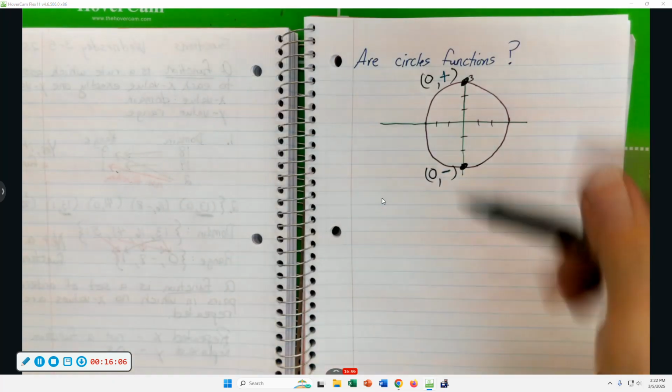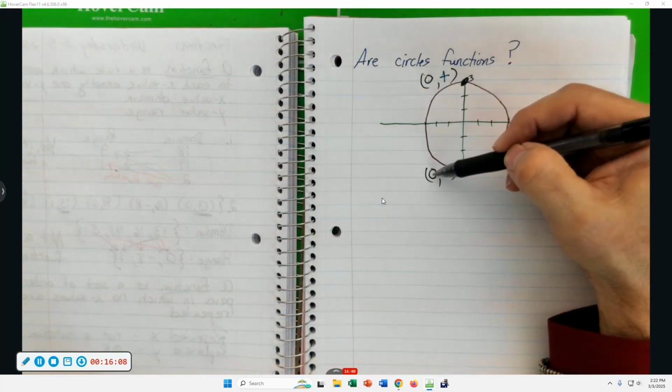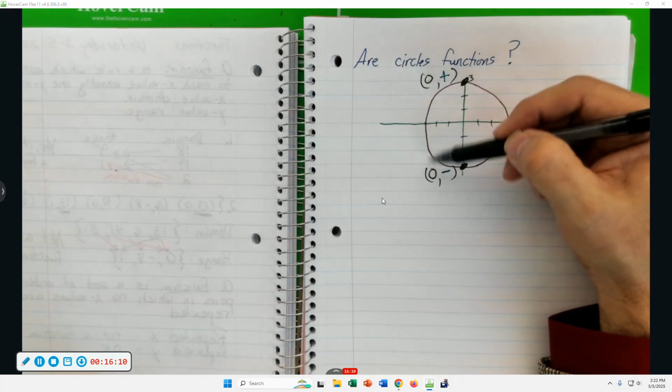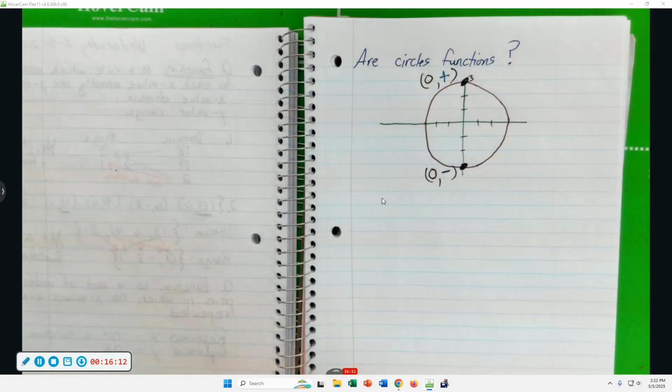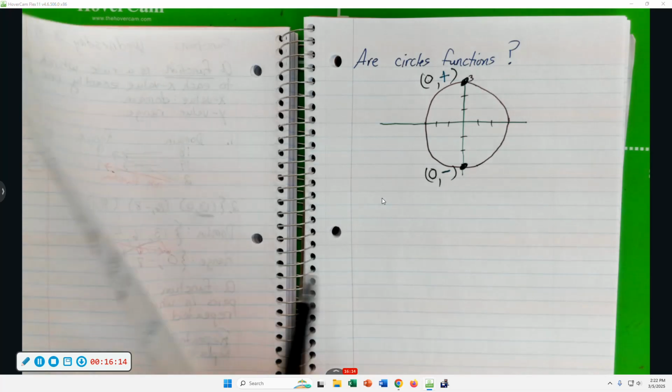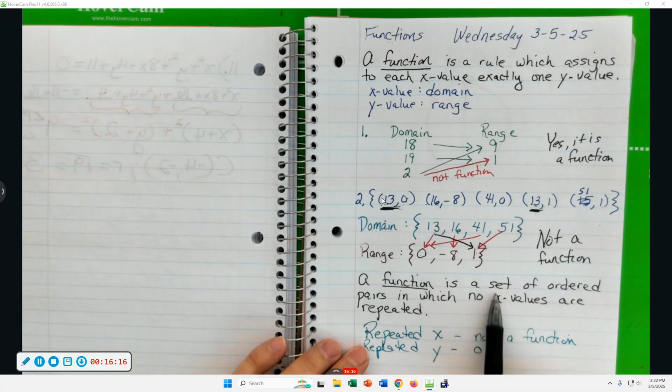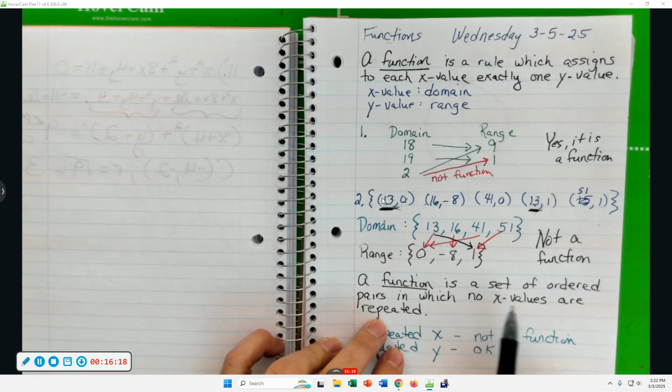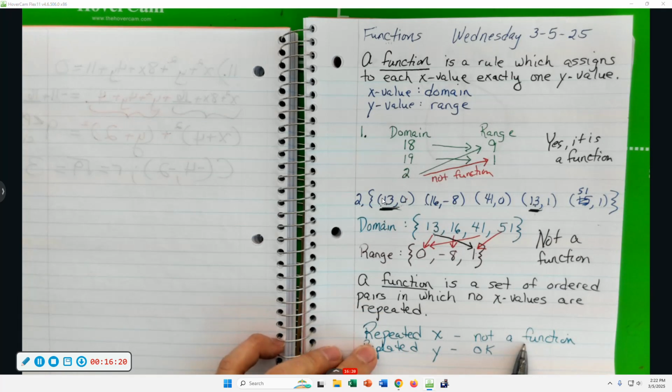Do we have two ordered pairs with the same x-coordinate? Yeah. So what do we think? Are circles functions? No. Okay. If there's repeated x's, then it's not a function.